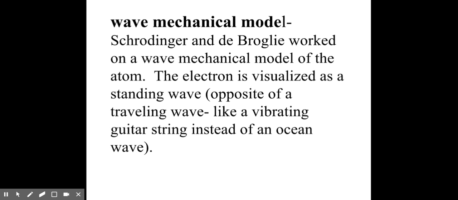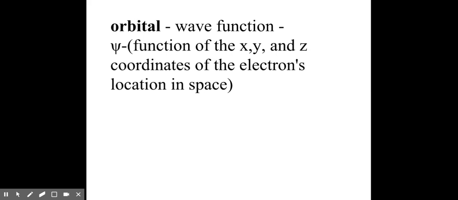Howdy, AP Chemistry. We're going to be talking about the wave mechanical model, which was developed by Schrodinger and de Broglie, who worked on the wave mechanical model for the atom. This is after Niels Bohr's development of the atom. And they imagined that the electron was more like a vibrating wave or a standing wave. I'll explain what the standing wave actually is. It's not like an ocean wave; it's a standing wave.